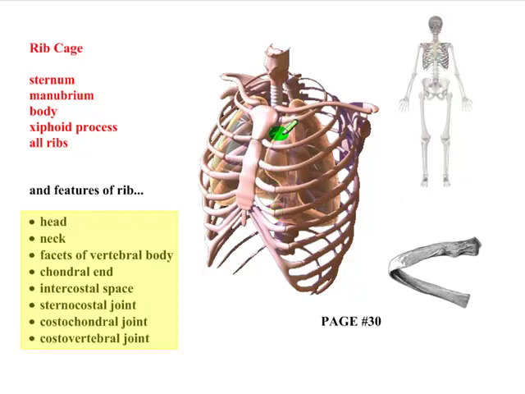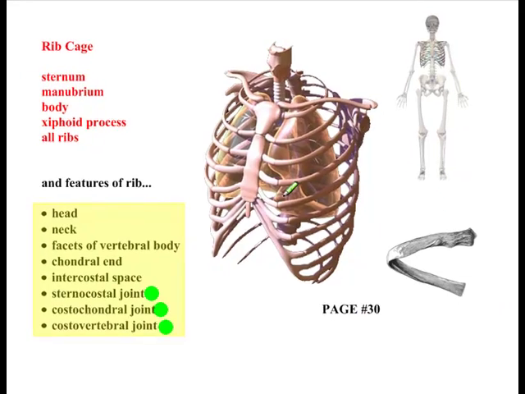Now, in between each rib, there is an opening, and that opening is referred to as the intercostal space. And the intercostal space is there to allow our rib cage to expand and contract when we breathe, inhale and exhale. Now, the last 3 features you're going to need to know for the rib cage are the sternocostal joint, the costochondral joint, and the costovertebral joint. And these 3 joints are all clearly visible on the diagram you see on the screen.